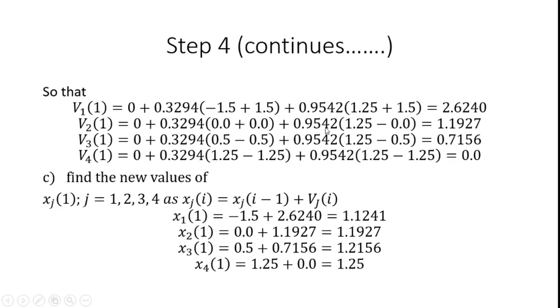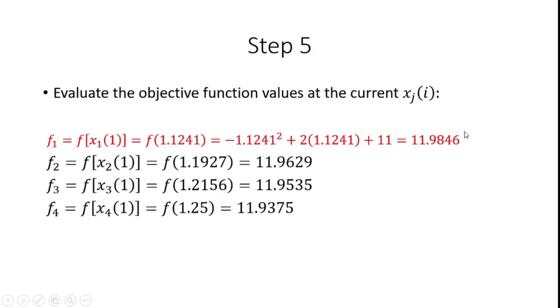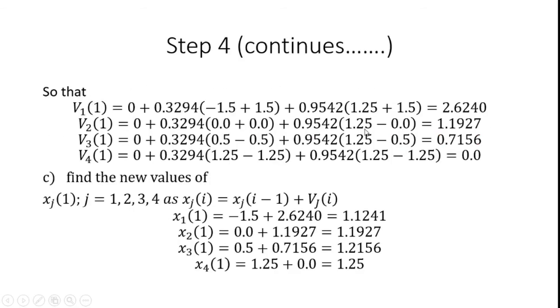Likewise, I substitute the values into the equation. Again, I got 1.1927. Likewise, I search the neighborhood point of each population. From this, I got new neighborhood points from the particle swarm optimization procedure. I substitute these x values into my objective function.